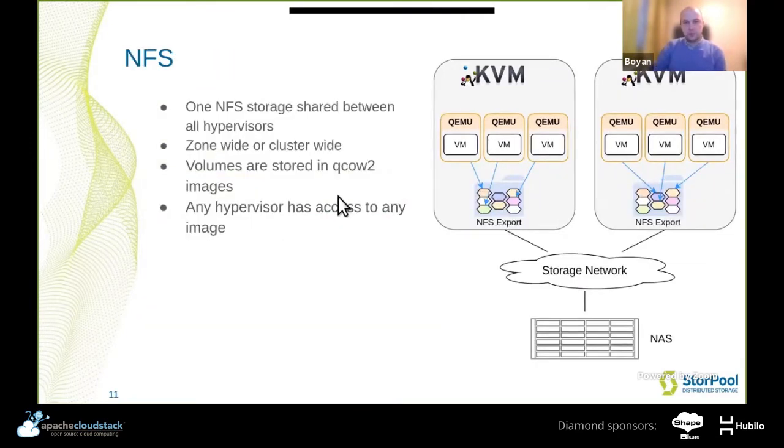Second popular option for storage in CloudStack KVM is NFS. In NFS, you have a NAS or an NFS server, an IP network, and an NFS export that's attached on each of the hypervisors. Then you get QCOW images inside this NFS export, and they are accessible by all the hypervisors all the time. There is no dynamic attaching or detaching of these images to hypervisors. It's like full access from all hypervisors all the time.